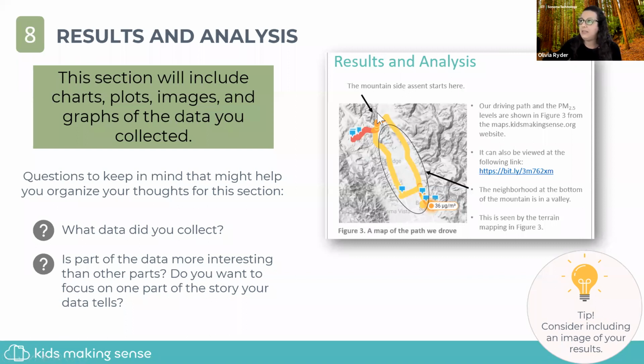And it also allows them, as is shown here, to draw, to describe what's happening at specific points on the map. So this is where they started to drive up the mountain. This is the neighborhood at the bottom in the valley. It really allows them to go into more detail about what's happening in each section of their map.